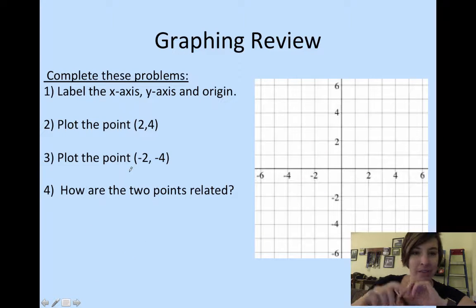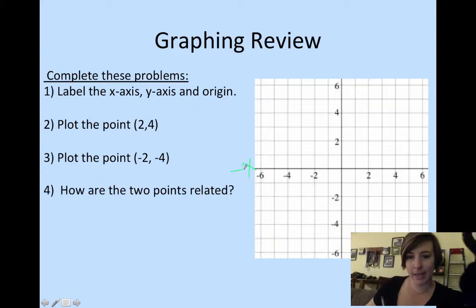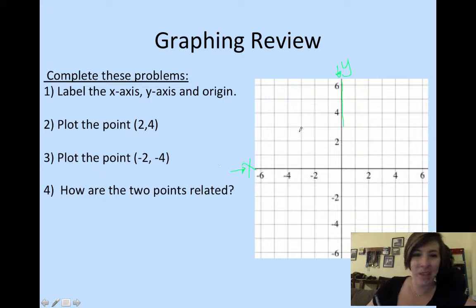So first of all, we're going to do number one in green. The x-axis is the one that goes horizontal. Okay, this is the x-axis. And the y-axis is the one that goes vertically. So that is the y-axis. And when I say axis, I mean these lines here. And then the origin is where the x-axis and y-axis meet. The coordinates of the origin are always 0, 0.